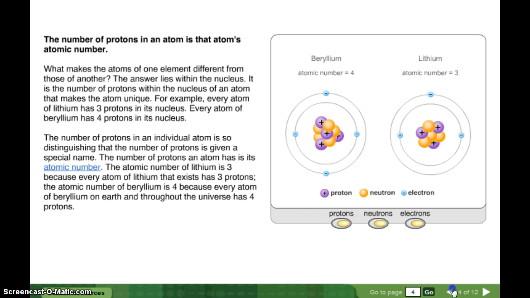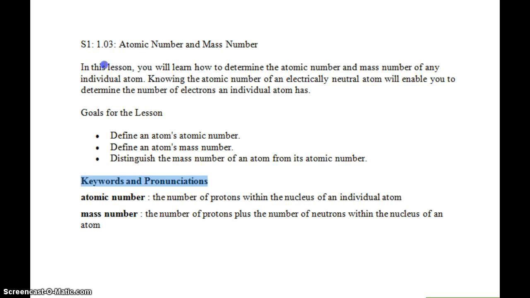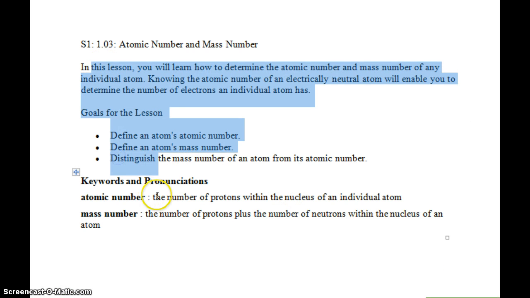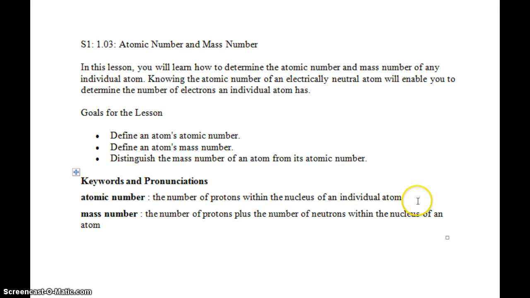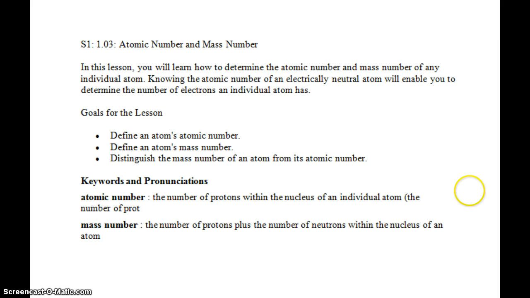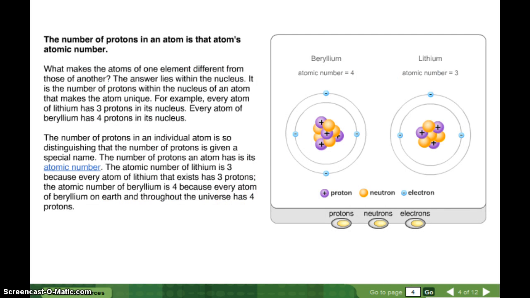All right, so let's stop there and make sure we add that to our notes. I left the introduction paragraph and the goals. Atomic number, the number of protons within the nucleus of an individual atom. So the number of protons tells which element it is. Always and forever. Aren't you happy I'm not singing that at least?